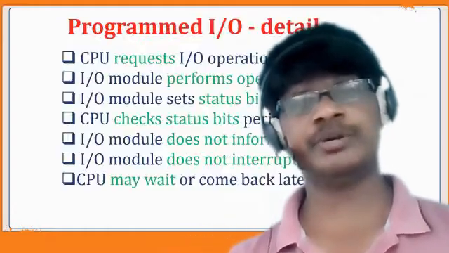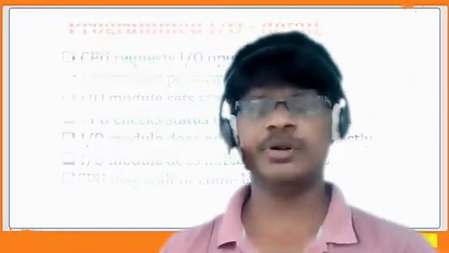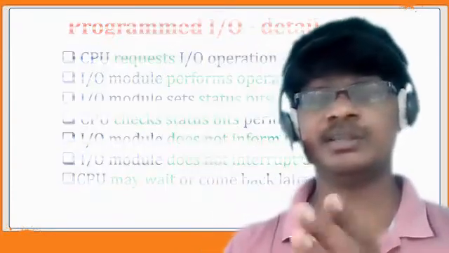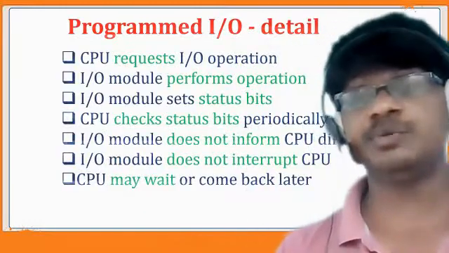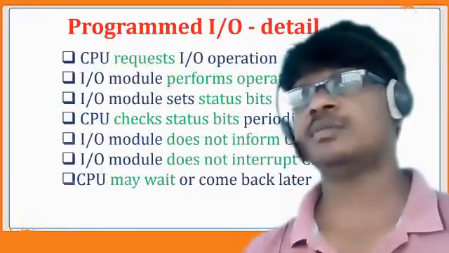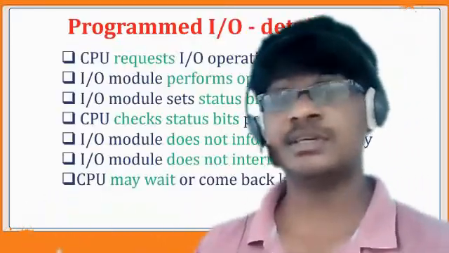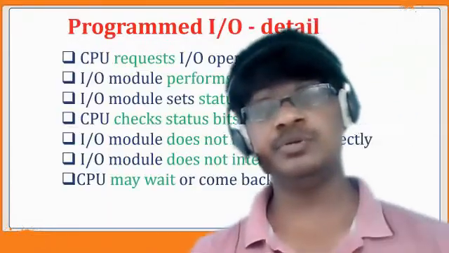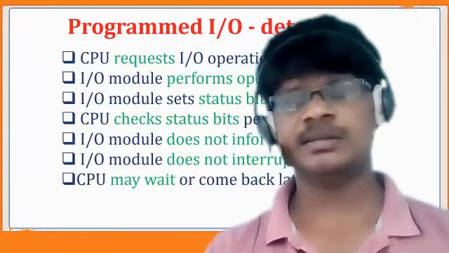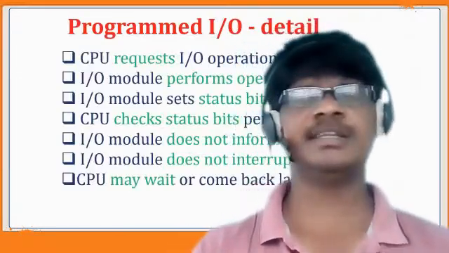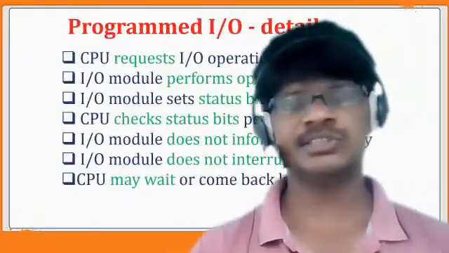The CPU requests the programmed IO operation. The IO module performs the operation and sets the status. Likewise, the same thing. The only thing is the IO module does not inform the CPU directly that it has finished the operation. The CPU has to wait till the operation is over, and only then can it check the status of the system.